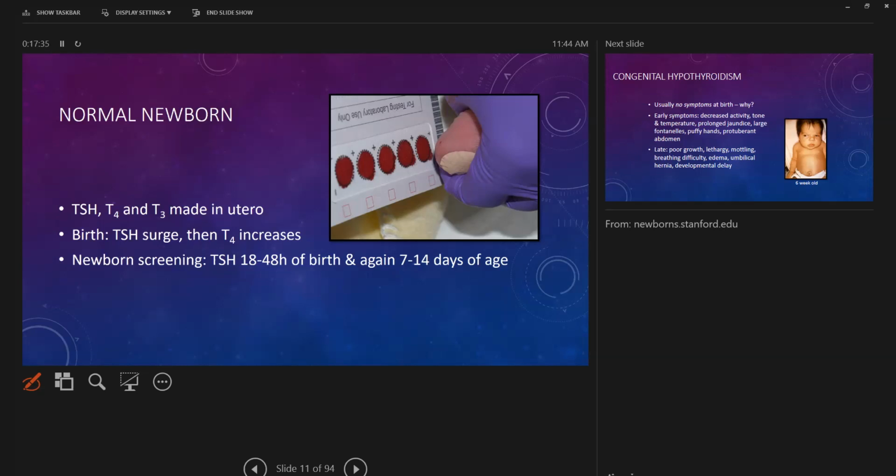So mom has T3 and T4 circulating, and the infant doesn't have to make as much. When they're born, the T3 and T4 levels drastically drop, triggering that feedback at the hypothalamus to make more thyrotropin-releasing hormone, triggering the anterior pituitary to release this surge of TSH, which then triggers the thyroid to release more T4. So we want to do this initial screening for TSH levels at 18 to 48 hours of birth, and then repeat again at 7 to 14 days. That's how all of these PKU tests go.